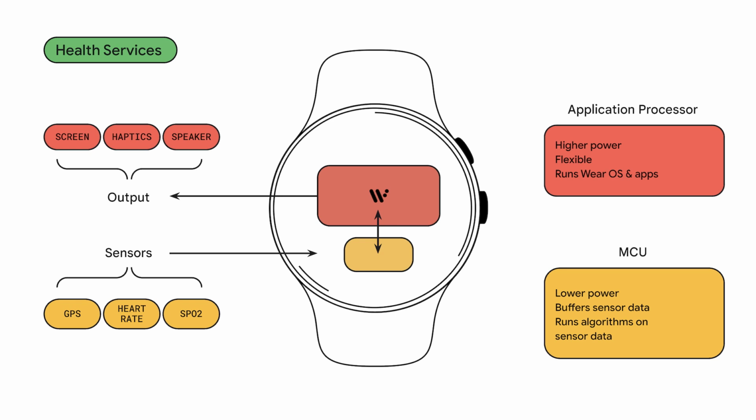Health Services enables apps to take advantage of modern smartwatch architecture, where much more of the data collection and processing can be offloaded to a low-power processor, allowing the application processor to be suspended for extended periods of time, including while recording an exercise. This means Health Services can consume much less power than alternative APIs while still delivering high-frequency data. Next, I want to say a few things about the developer experience.